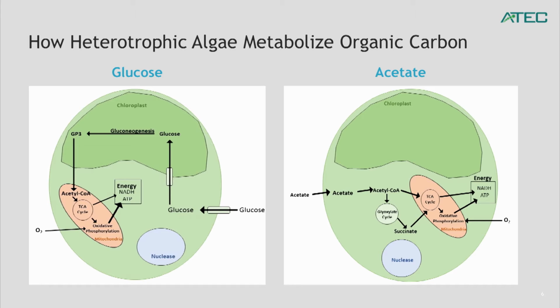Now, once it's changed to acetyl-CoA, there's two things that typically happen. That acetyl-CoA can go into the mitochondria where it undergoes the TCA cycle and oxidative phosphorylation like we previously talked about, or it'll be shuttled into this process called the glyoxylate pathway, or the glyoxylate cycle. During that cycle, that acetyl-CoA gets turned into a compound called succinate. That succinate can then also feed into the TCA cycle in the mitochondria and help to produce energy for the organism to undergo its metabolism and continue to grow.